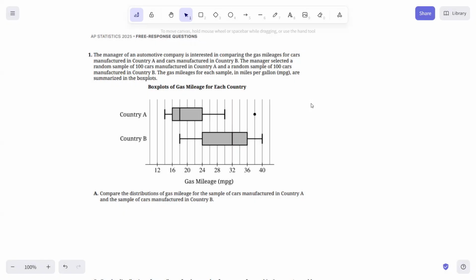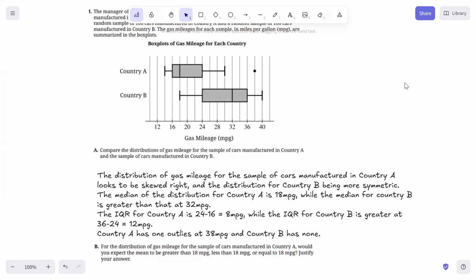Okay, question one gives us a classic box plot comparison, gas mileage for cars from country A versus country B. In part A, you have to compare the distribution. This means discussing shape, center, spread using comparative language such as greater than, less than, and not just listing the statistics. So here's what we would write for the answer to part A. Compare the distributions of gas mileage for the sample of cars manufactured in country A and the sample of cars manufactured in country B. So here's what we'd say.